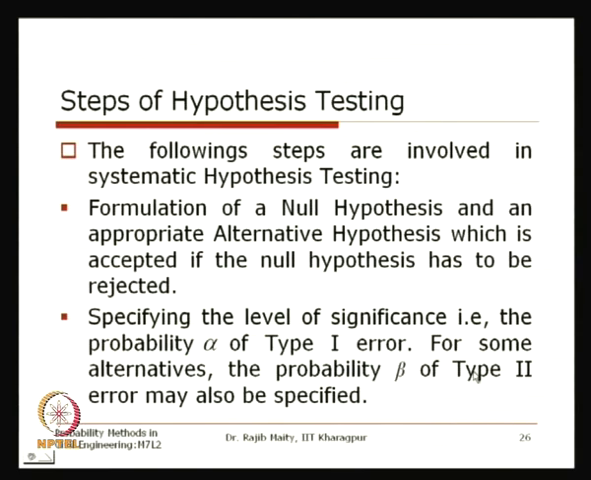So, the steps of this hypothesis testing: there are the following systematic steps we can follow. The first is the formulation of a null hypothesis and an appropriate alternative hypothesis, which is accepted if the null hypothesis has to be rejected. The definition of the null hypothesis and the alternative hypothesis we will see in a minute.